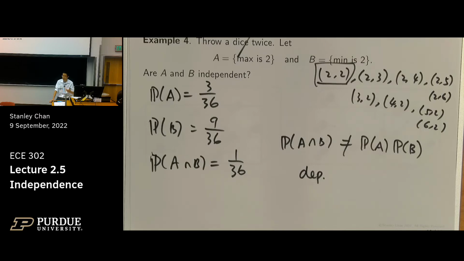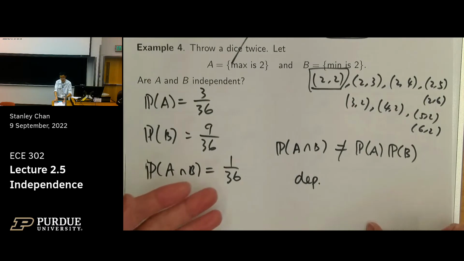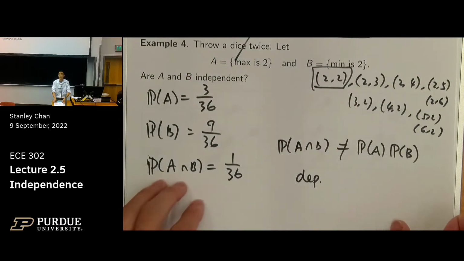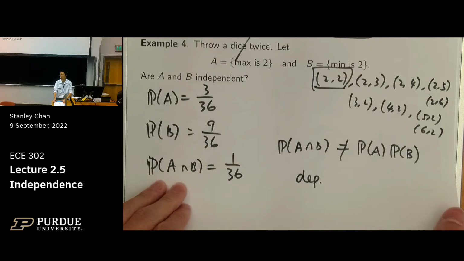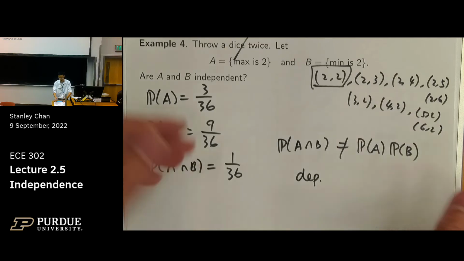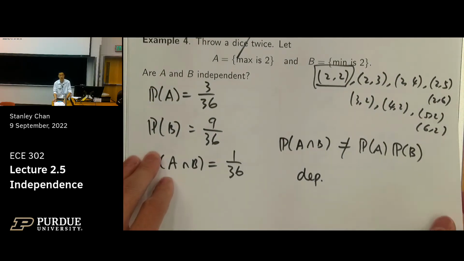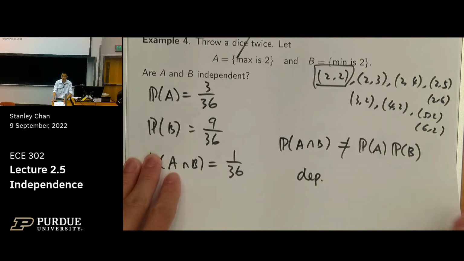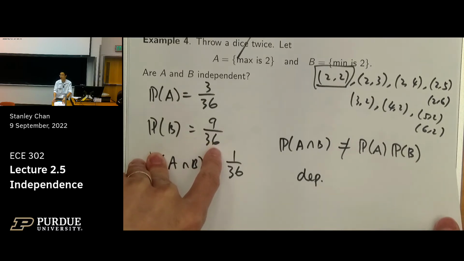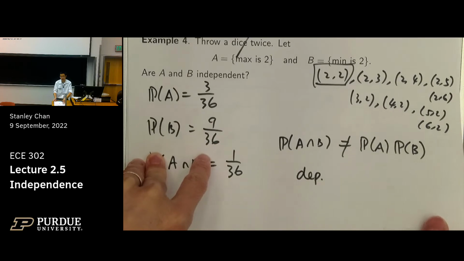So you can create all these examples by changing, okay, what if you have a 4-face dice, then you have max equals 2, min equals 2, you can do similar calculations. And you can also create examples to make it independent. It depends on how you set up the sample space, how you set up events A and B, you can make it independent. So I hope this sequence of exercises has shown you some ideas of how to deal with this concept of independence.